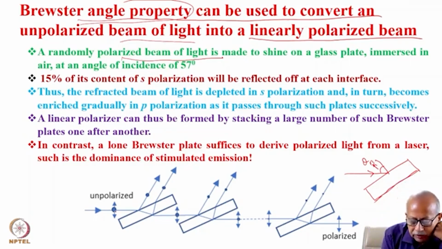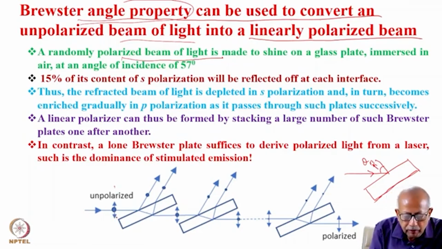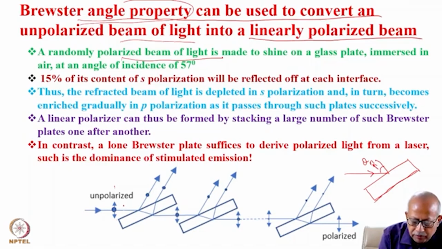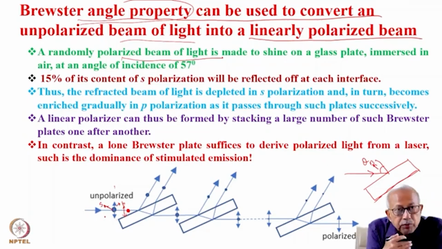Now S polarization is the one which is oscillating in a plane perpendicular to the plane of this paper. And P polarization is the one which is oscillating in the plane of the paper. So it is shown as this, while S polarization is shown by this dot. That means it is going in and out of this paper. So this dot represents S. They are equally present. 50% is S polarization, 50% is P polarization.